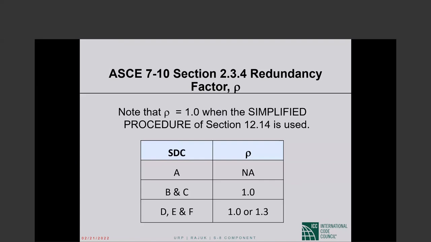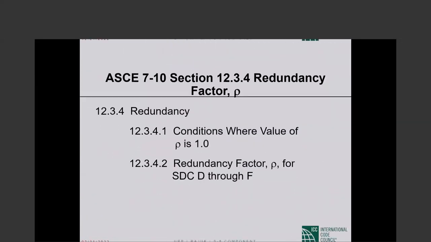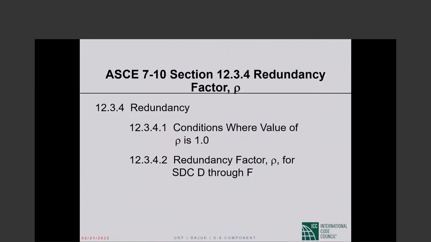Now, if your design category is A, there is no seismic design, and what the rho value is is immaterial. You don't have design category A in Bangladesh, so that goes out. For B and C, very importantly, rho is equal to 1. D, E, and F, you don't have E and F. For design category D, rho can be 1 or 1.3. When we started out, rho was more complicated. Now it is design category D, E, or F, and it is 1 or 1.3. The ASCE 7 section on redundancy is 12.3.4.